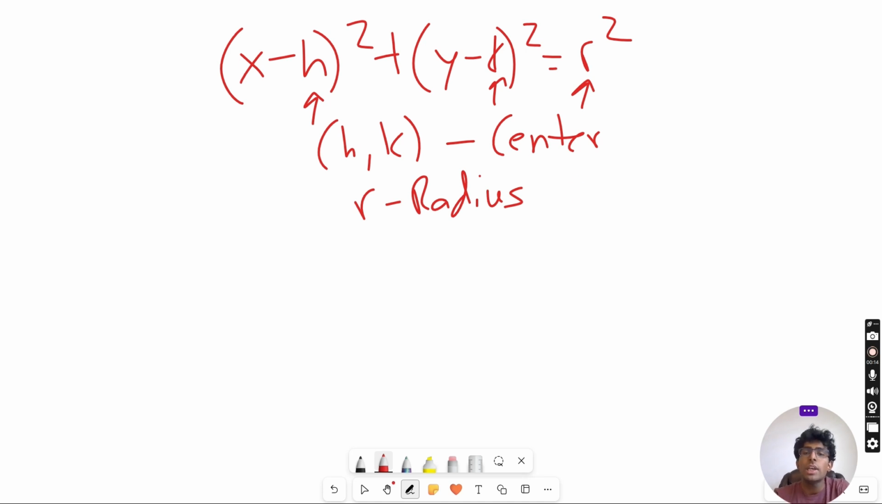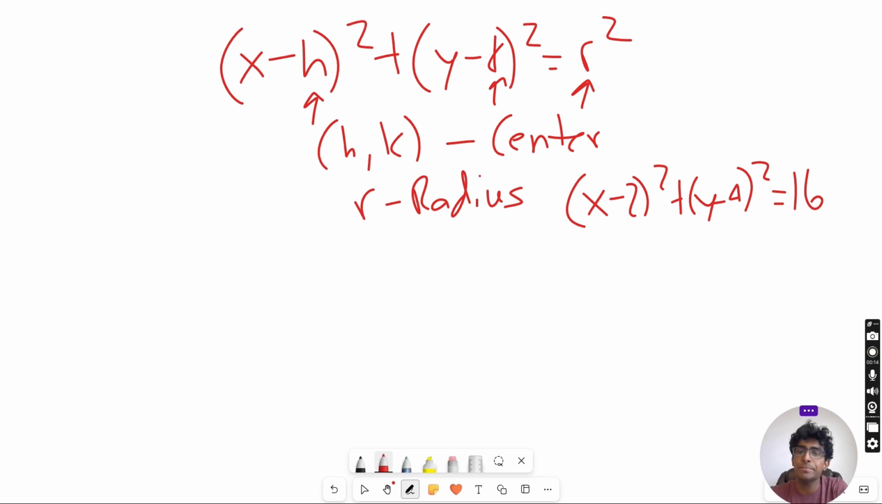So for example, if we have the equation (x - 2)² + (y - 4)² = 16, what is the center? What is the radius? And then we're going to graph it. So the center is going to be (2, 4).